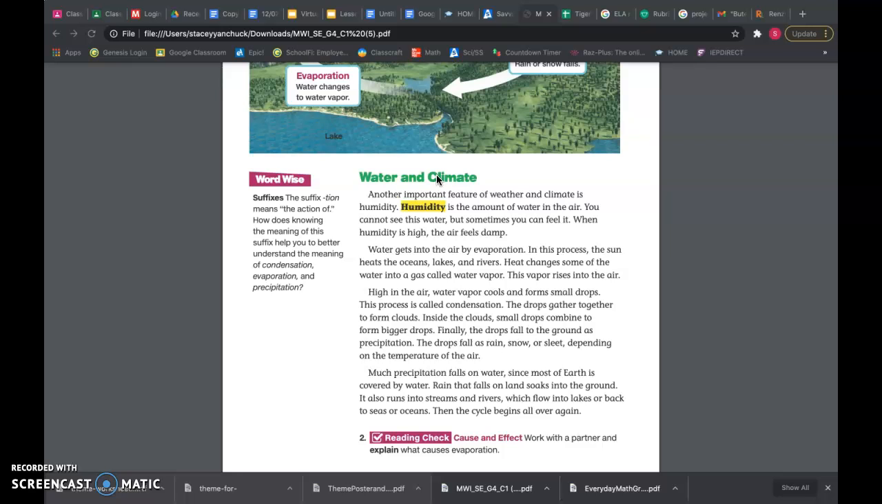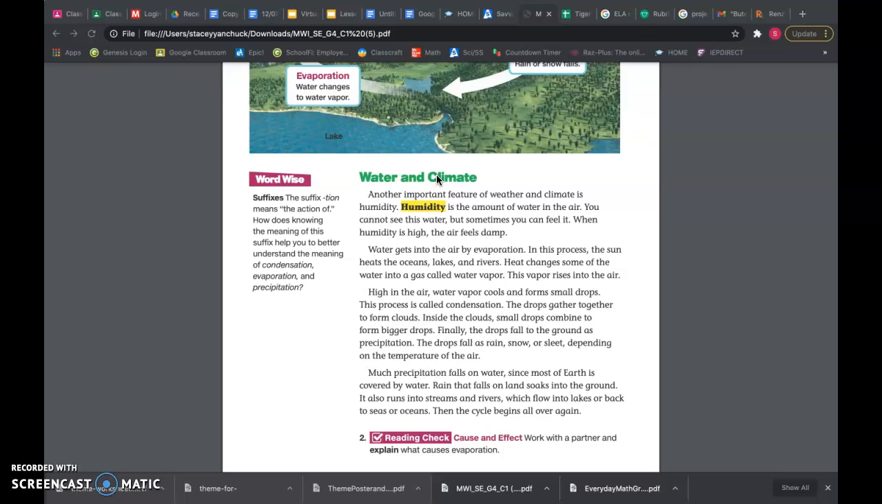So humidity is the amount of water in the air. You can't see this water, but sometimes you can feel it. And when humidity is high, the air feels damp. Water gets into the air by evaporation. In this process, the sun heats the oceans, lakes, and rivers. Heat changes some of the water into a gas called water vapor.